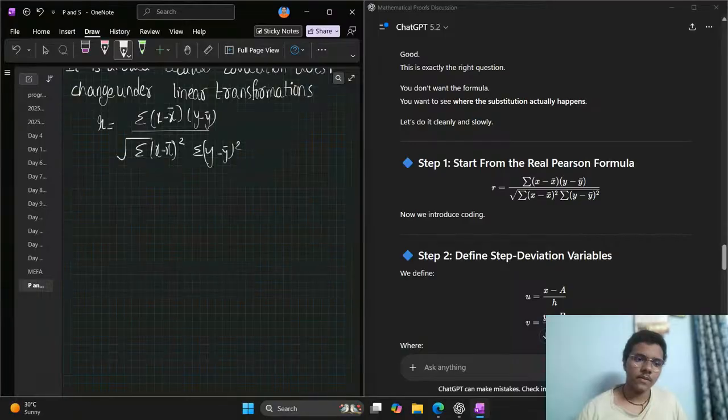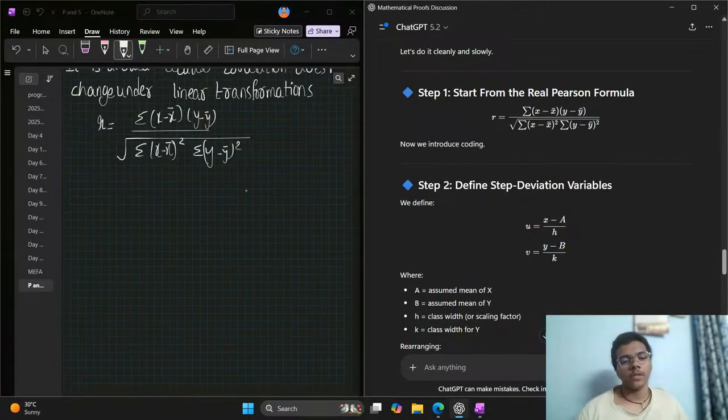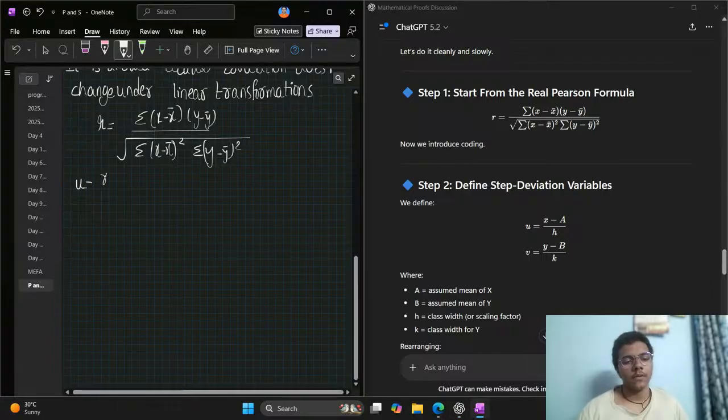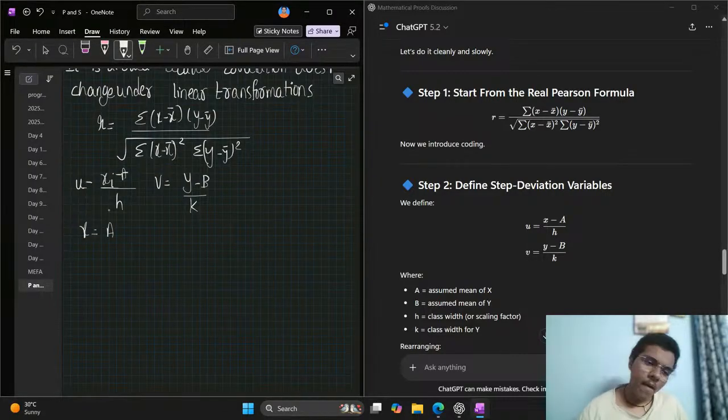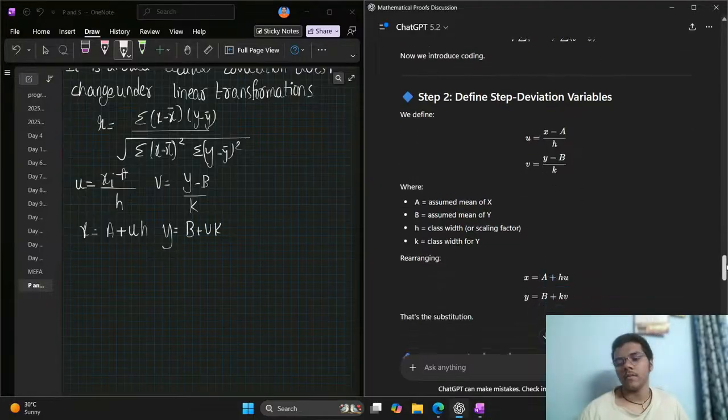Do we have any mathematicians? All right. This is the real Pearson's formula, and now u is (xi minus a) by h, v is (y minus b) by k. So from this, x is equal to a plus uh, and y is equal to b plus vk. Okay.